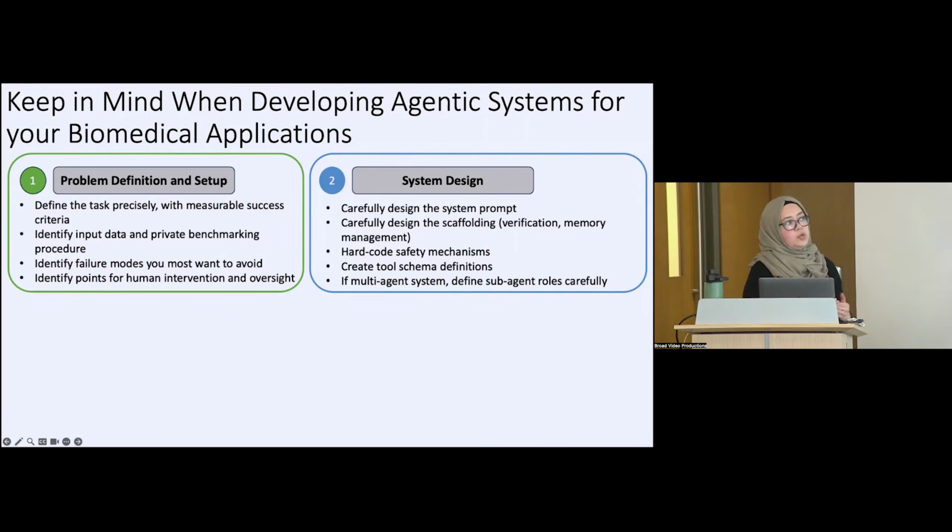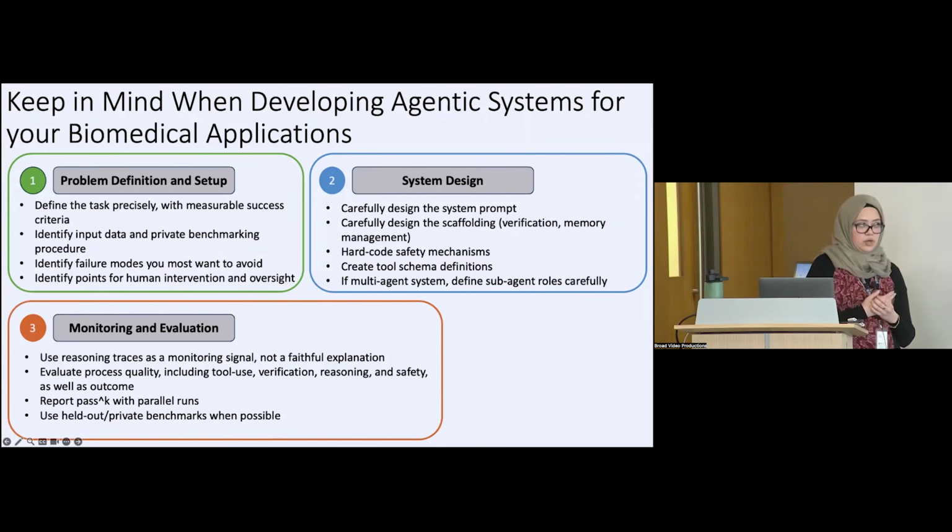In this step, you would also create tool schemas. And again, it becomes important to very clearly define the use for every type of tool that you want to make available and what the required arguments are, so that the agent would be more likely to call these tools correctly. And if you're using a multi-agent system, then define sub-agent roles very carefully and also define rules for how the orchestrator would manage those sub-agents.